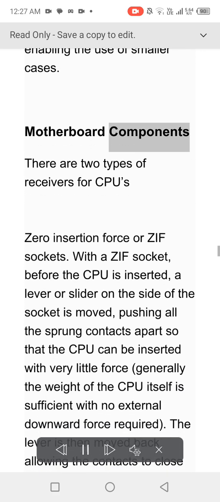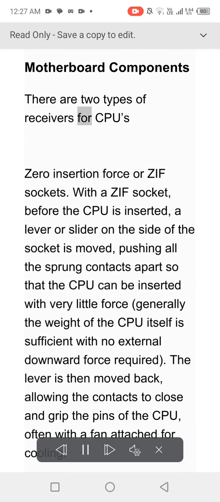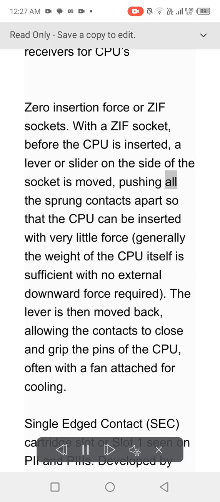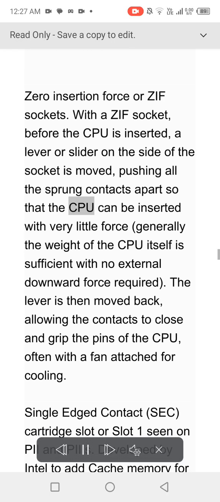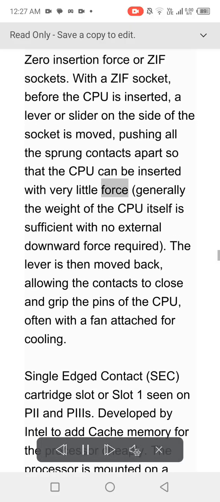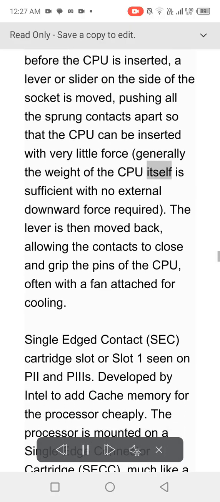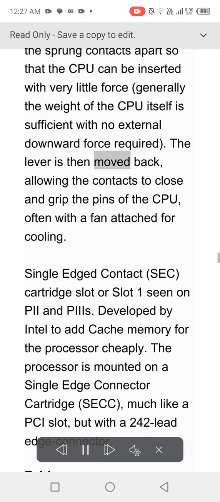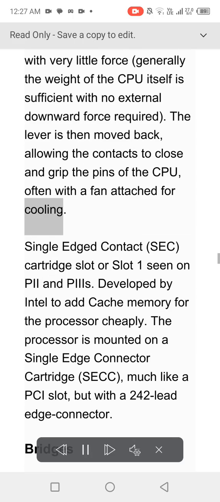Motherboard components. There are two types of receivers for CPUs. Zero insertion force or ZIF sockets. With a ZIF socket, before the CPU is inserted, a lever or slider on the side of the socket is moved, pushing all the sprung contacts apart so that the CPU can be inserted with very little force. Generally, the weight of the CPU itself is sufficient with no external downward force required. The lever is then moved back, allowing the contacts to close and grip the pins of the CPU, often with a fan attached for cooling.